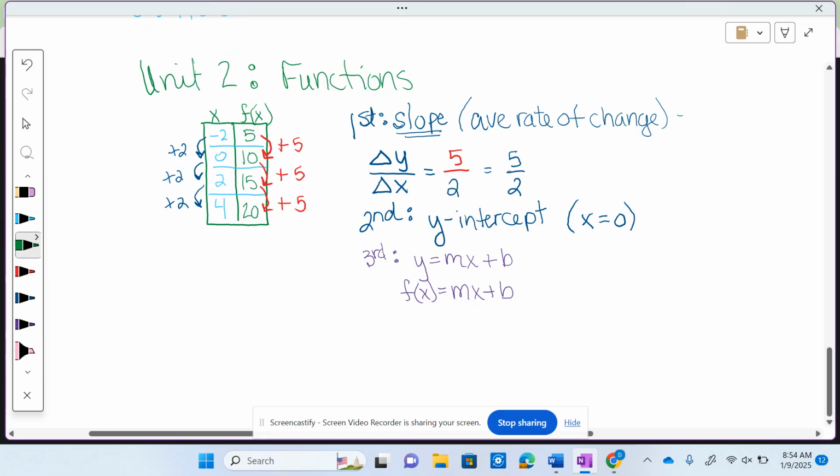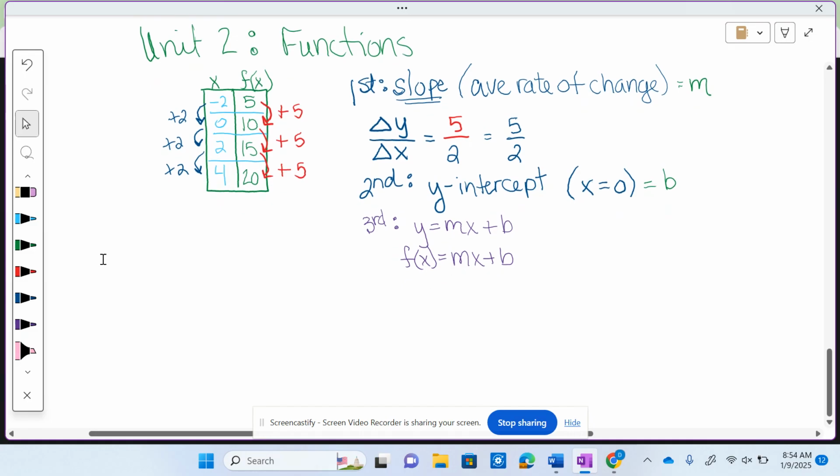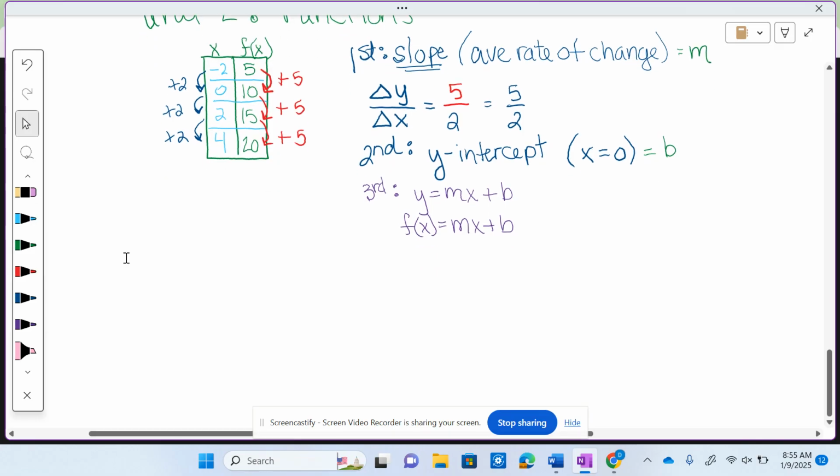Remember that your slope is your m, and your y-intercept is your b. Okay? How do we feel about that? Okay, that's it, right? And we've practiced that so many times. I feel very confident that you guys can write an equation with the slope, finding the slope, and then working backwards to find the y-intercept, okay?